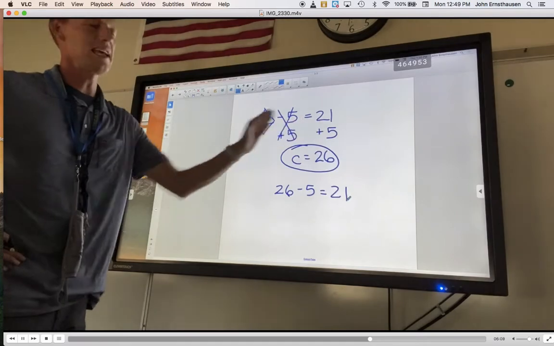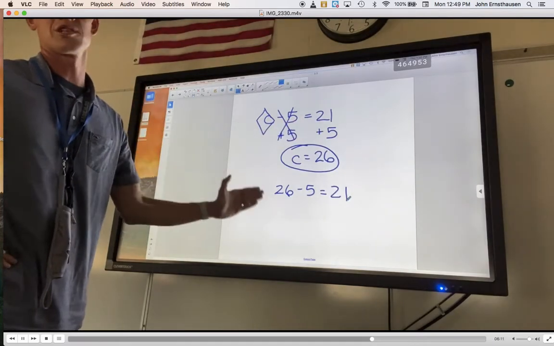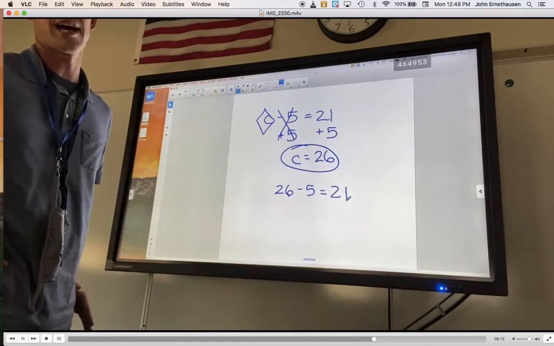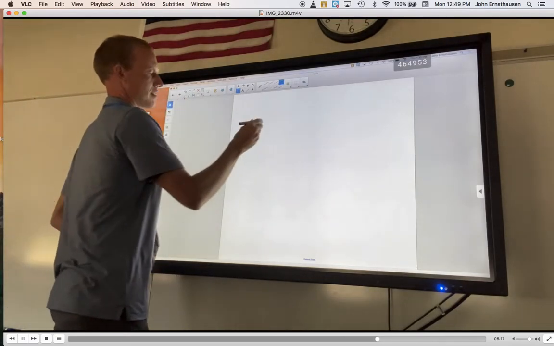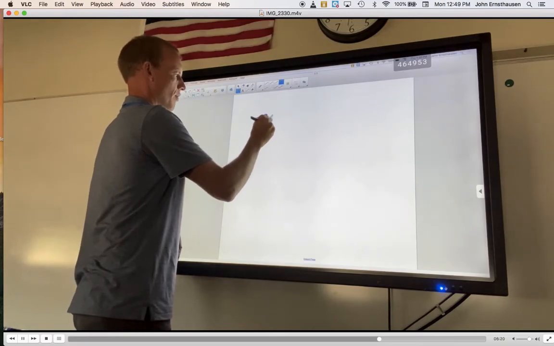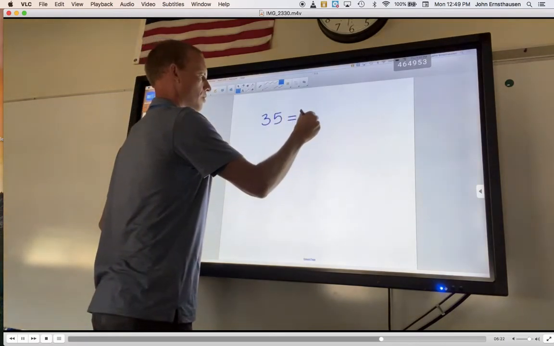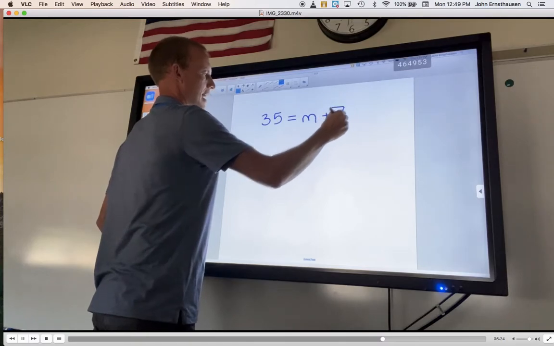That is how I want every problem to look. I want to see the inverse. You cannot just write the answer because you can do these in your head. Trust me, they will get much harder than this. Okay, let's go a little faster. So this time I'm going to have 35 equals m plus 7.